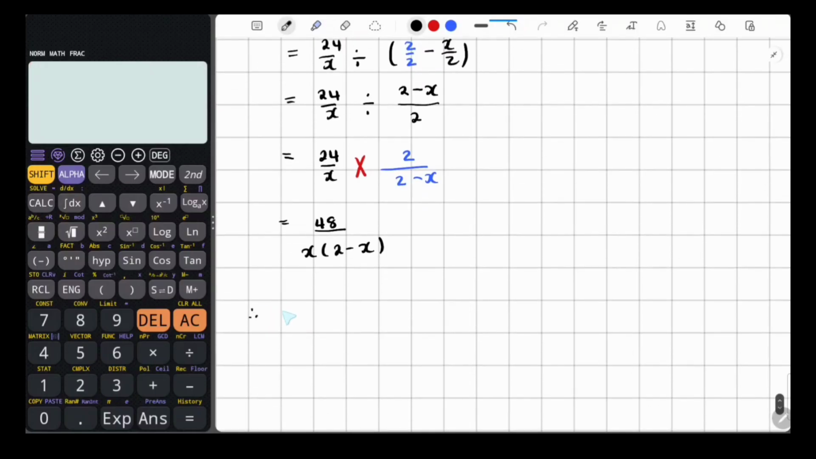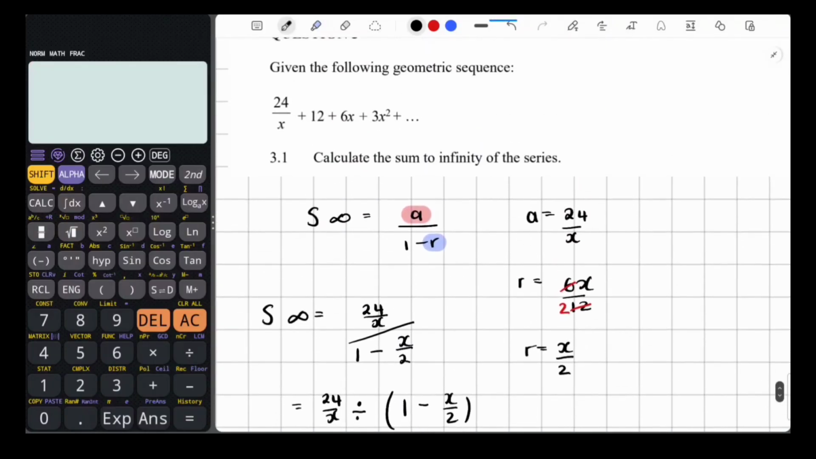So finally, the sum to infinity, we just have 48 over, the x is going to multiply, so we have that multiplying and we get 2x, and that multiplying and we get negative x squared. Okay, so that's our sum to infinity. The series itself had x's in it, so of course, your sum to infinity will also be in terms of x. Okay, moving on to the next question.